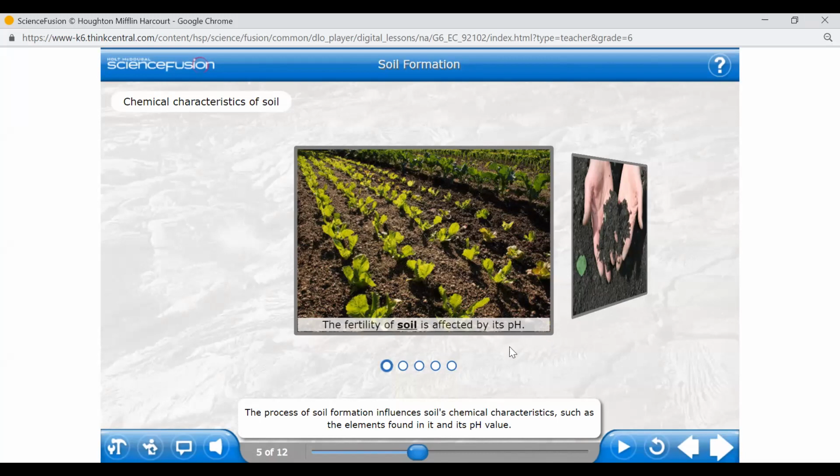Similarly, depending upon the soil, how good it is, it tells you the pH, whether it is acidic, whether it is basic. It cannot be too much acid, it cannot be too much base. So this is the chemical characteristic of the soil.